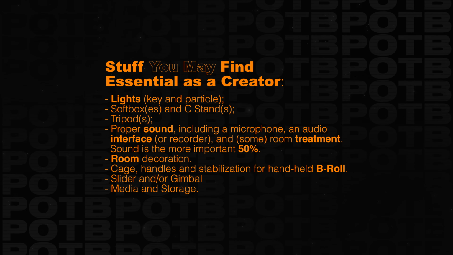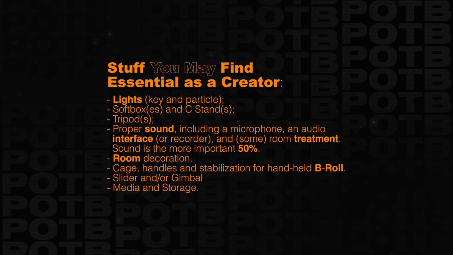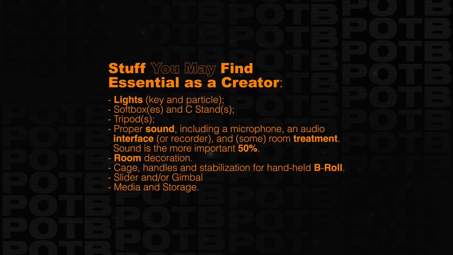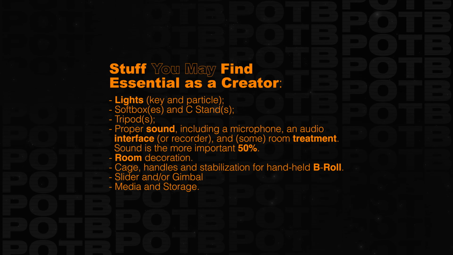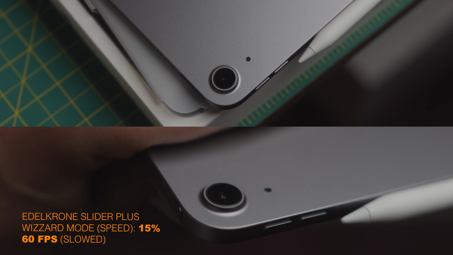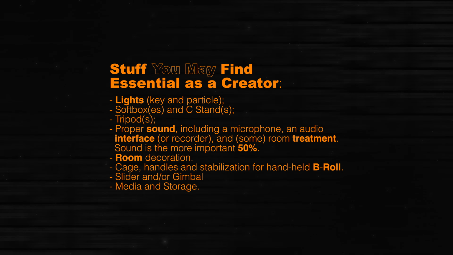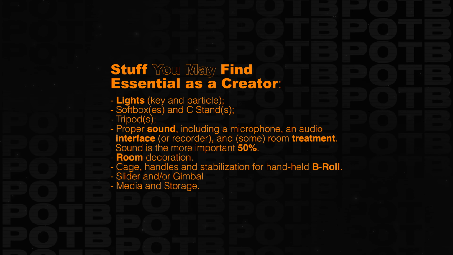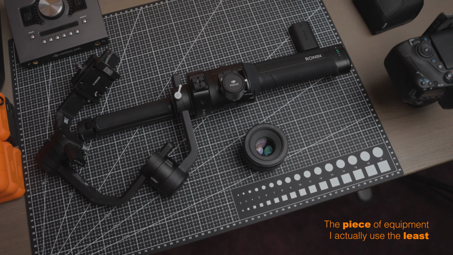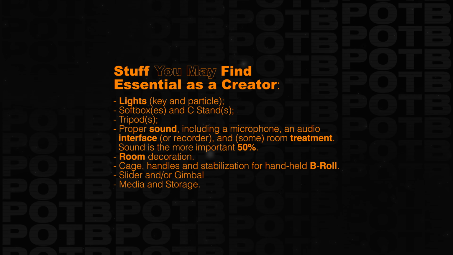B-roll. For this, you can go handheld as long as you have a proper cage and handles and some stabilization on the lens or the body, which I'm starting to appreciate a lot. Despite that, I still believe adding just a bit of smooth slider shots will increase your production value exponentially. Some people may also decide to include a gimbal or replace the slider with one based on style and workflow. Lastly, do not forget media and storage for your projects.